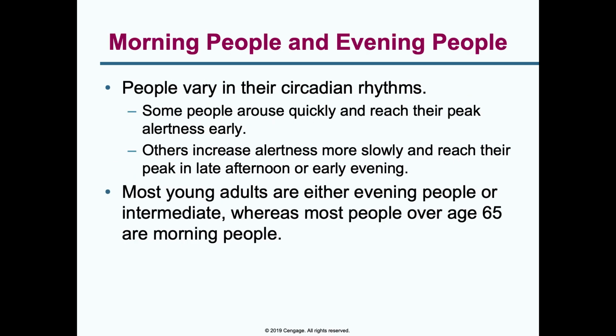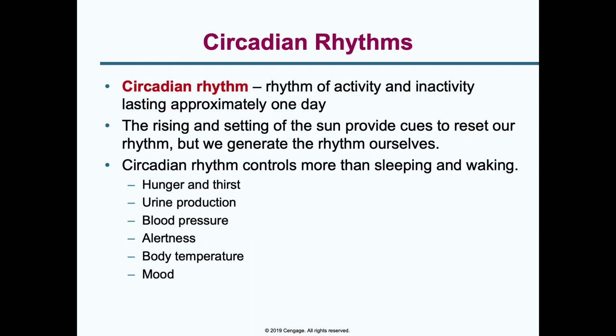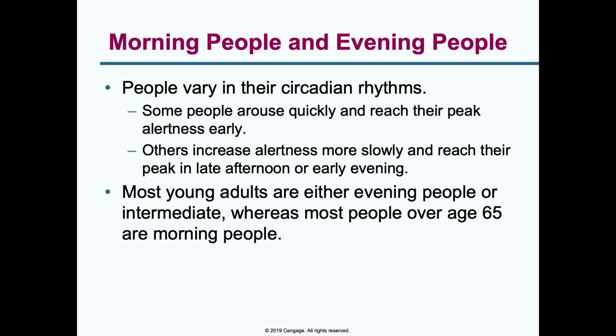Okay. Then we have this idea of morning people and evening people. With the variations of everyone's circadian rhythms, because remember, we talked about on the prior slide that you generate the rhythm yourself, some people arouse quickly and reach their peak of alertness early in the day. Those people are considered morning people. So you might want to write morning people next to that first one. And then we have evening people, where their alertness increases more slowly and gradually over the daytime, and they reach their peak alertness in the late afternoon or into the early evening.